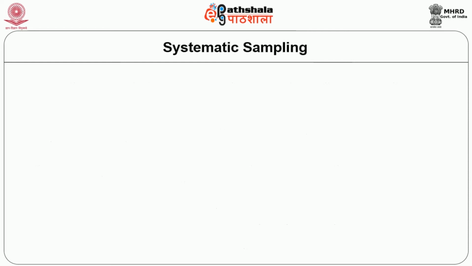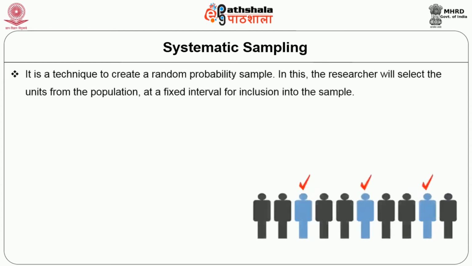Now that we have discussed simple random sampling in detail, we further proceed to the systematic method of sampling. From the name systematic sampling, it is understood that it involves a system or procedure. Systematic sampling is a technique to create a random probability sample. In this, the researcher will select the units from the population at a fixed interval of inclusion into the sample.